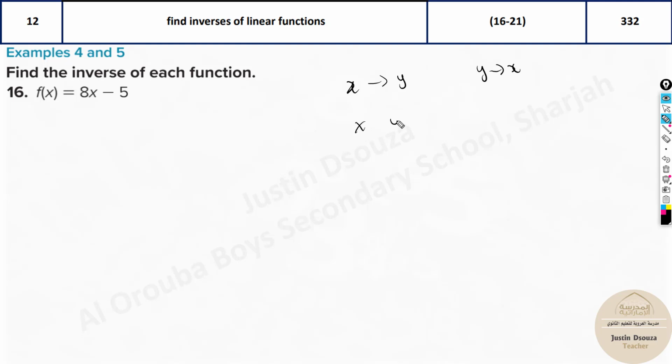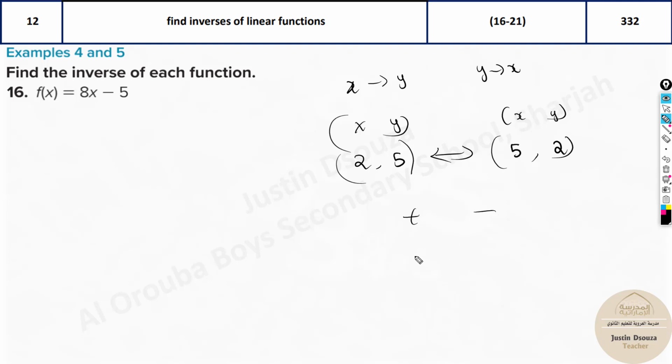Say for example, the inverse of the coordinate 2 and 5 will be the inverse pair 5, 2. The y becomes the x value over here, 5, and this x value becomes the y, 2. So this is what inverse means. If it's plus, it becomes minus. If it's multiplication, it's division. If it's 1 by 2, inverse would be 2 by 1. These are the inverse things.